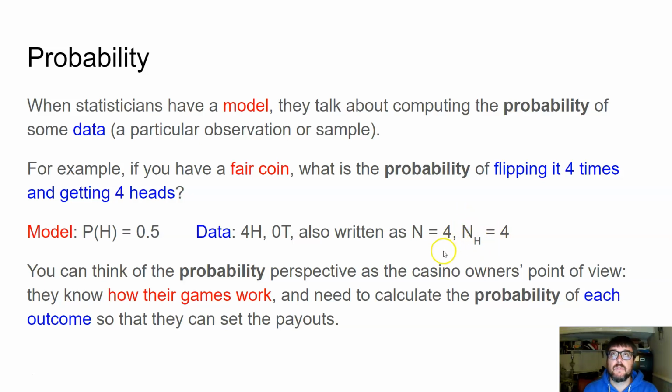This is the way a casino owner would look at probability, right? They know how their games work, they know the mechanism of their machines, and they want to calculate the probability of each outcome so that they don't pay too much for common outcomes, but they pay enough for rare outcomes to keep people coming.